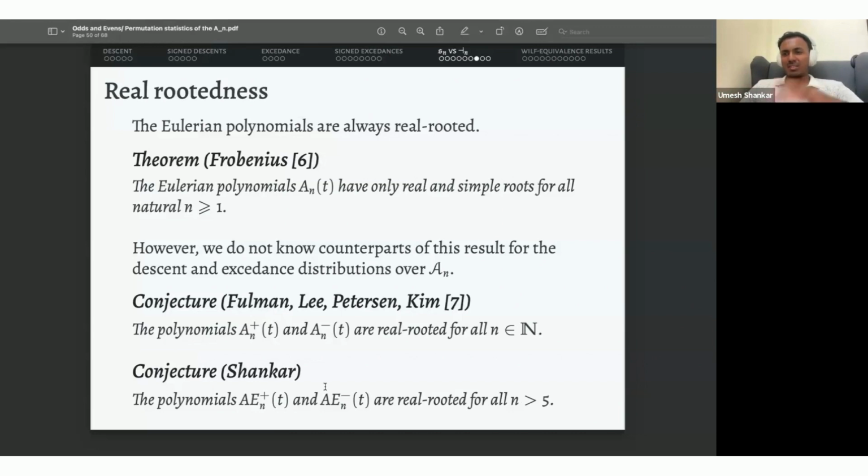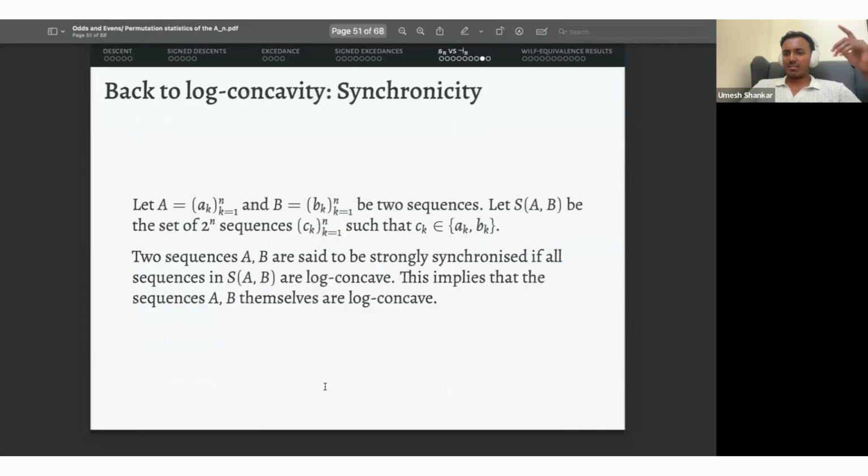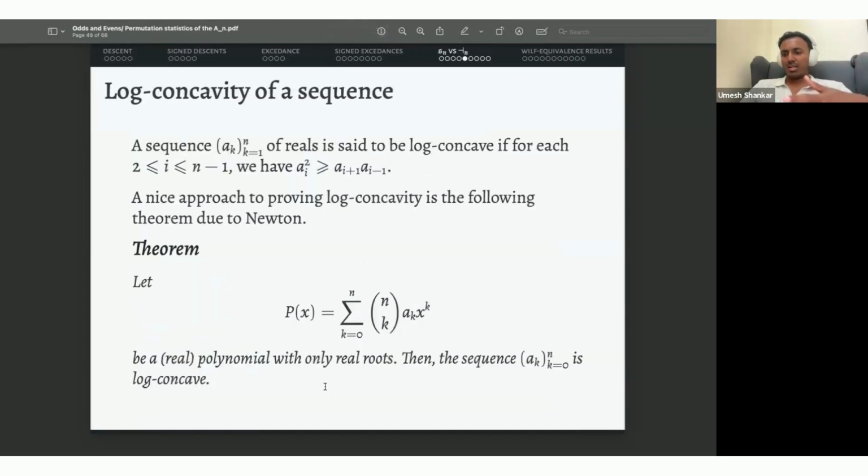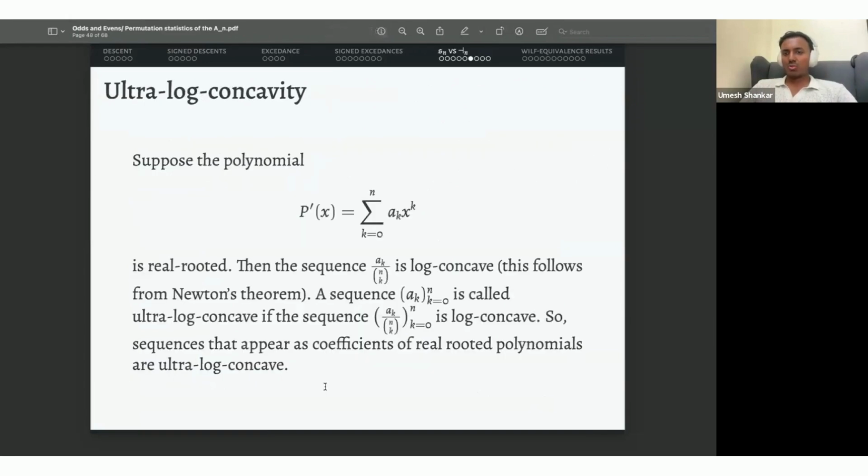Again, I will also give something that I believe supports this conjecture. Because of these conjectures, we do not have use of the theorem of Newton to get log-concavity of the exceedance numbers and descent numbers for An. We do not know them. So we have to go through a different route.